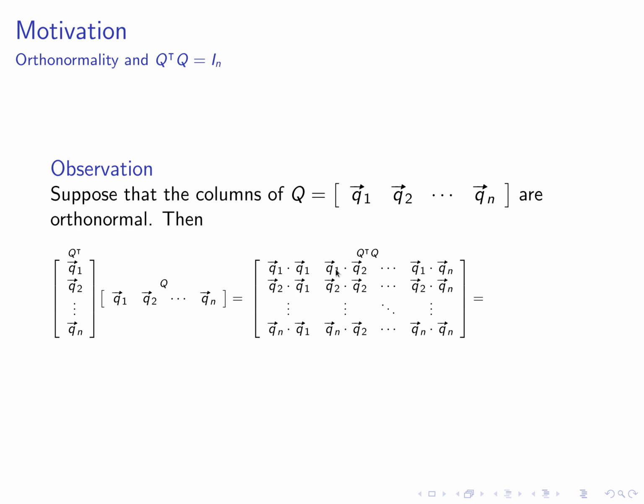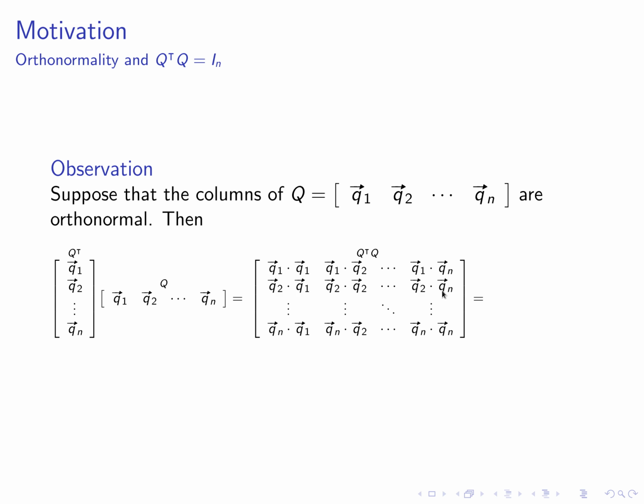If we think about this entry here, we're taking Q1 and dotting with Q2. Well, orthonormal means that this pair of vectors, Q1 and Q2, must dot to 0. So once we start looking at each individual dot product in this formula, we realize that everything not on the diagonal here is a dot product of two different columns of the original matrix.